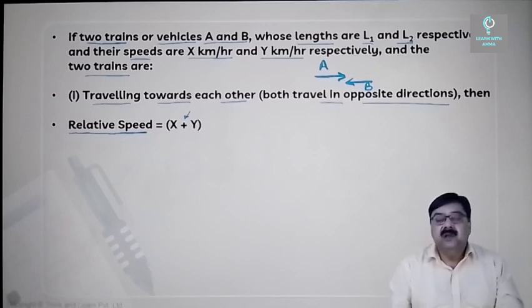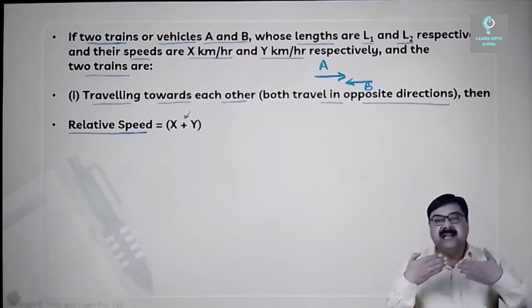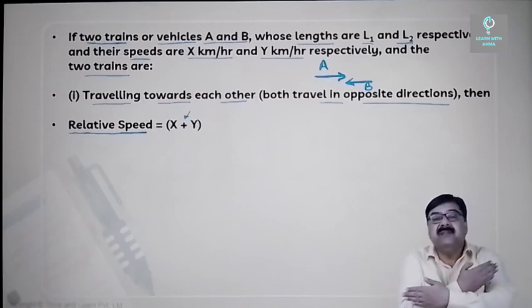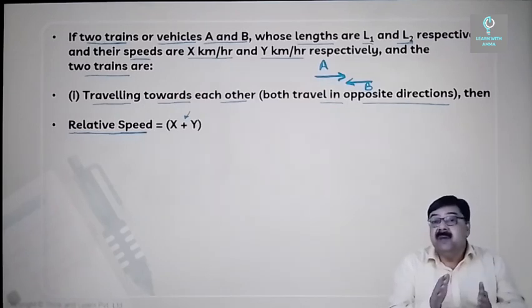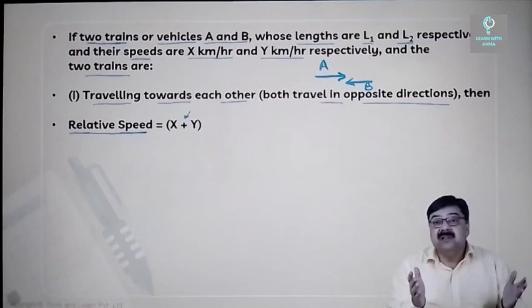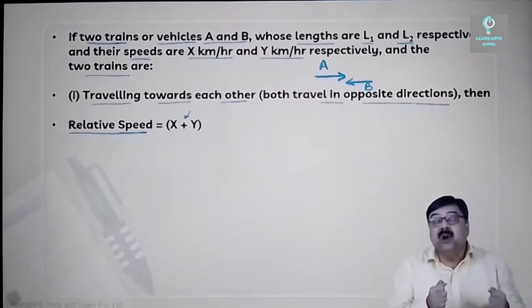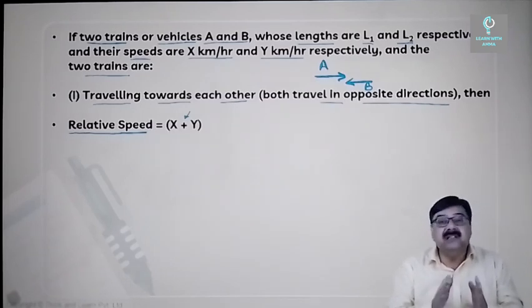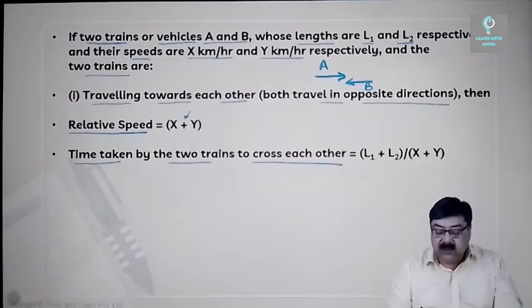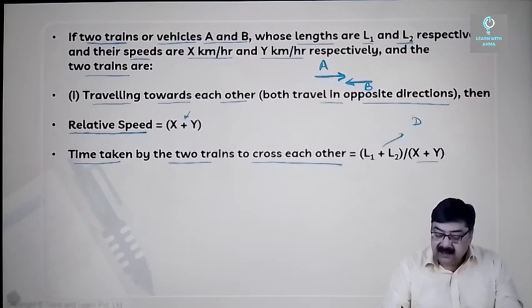Why so? See, if two objects are traveling towards each other, the time in which they will cross each other will become very less. Why? Because both are crossing each other's lengths. So speed is more because their speeds get added up. And when speed is more, then time taken is less, as speed and time are inversely proportional. Now time taken by the two trains to cross each other shall be L1 plus L2, that is the distance, by x plus y, that is the relative speed.